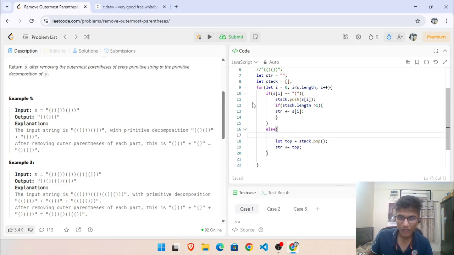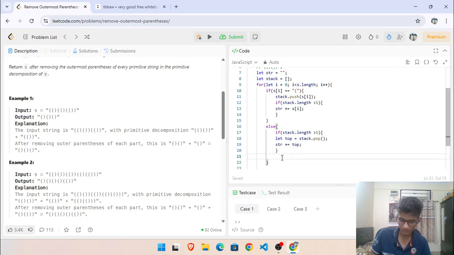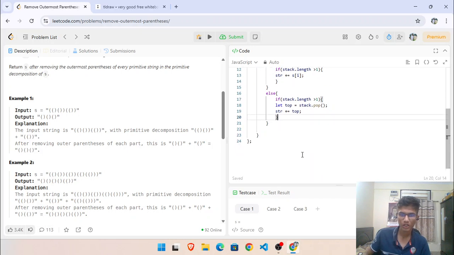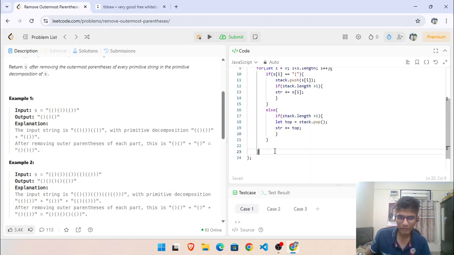See, if str.length, I'm copying this condition. If str.length is greater than 1, then pop it. Then you can pop. Extract the top element, meaning popping, and then str. Else do not pop. Else do not pop it. Else I'll do nothing.